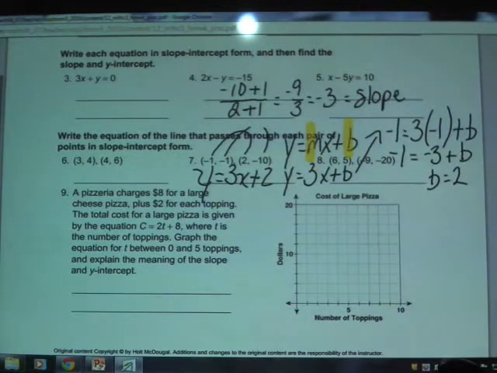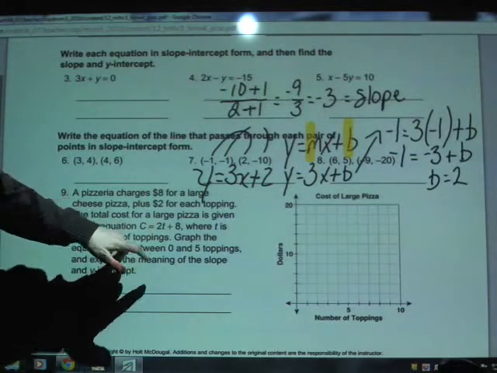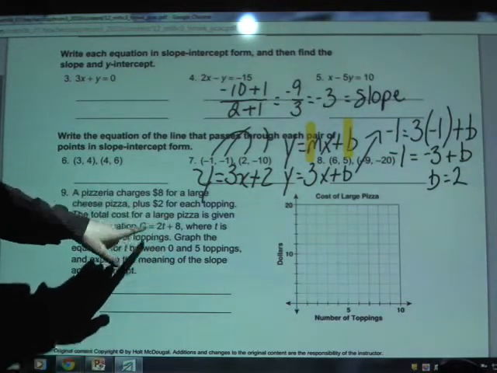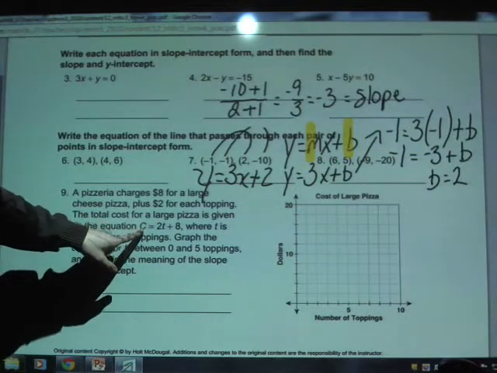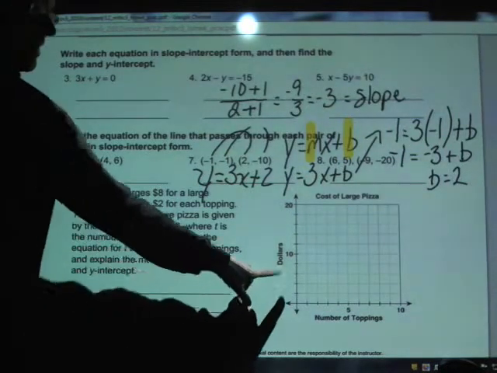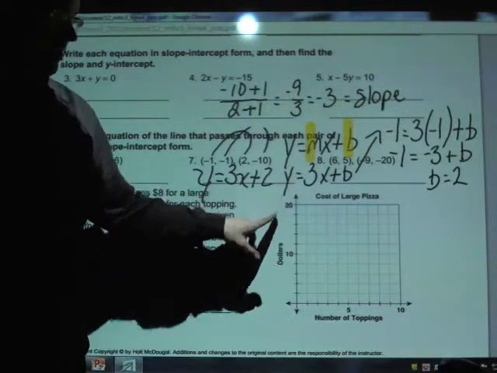All right, now, you might be wondering why this is in this section. It doesn't look like anything we've done in this section, but it is what we've done. Because take a look, we've got two different variables here, c and t. C is going to be the cost of the pizza. Well, look where they put that on this graph here. That's on the y-axis.